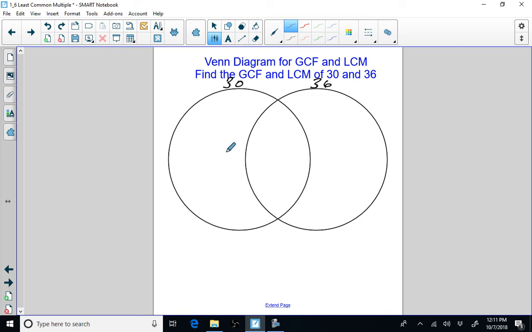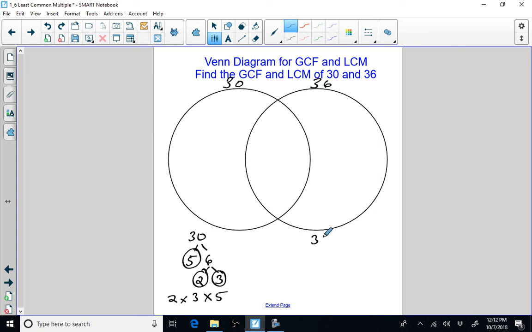This section here will be prime factors that are unique to 30. This section here will be prime factors that are unique to 36. In order to find those prime factors, we start with our factor trees. So I'm going to make a factor tree for 30. That's going to be 5 times 6. 5 is prime. 6 is 2 times 3. They're both prime. Right? I write my prime factorization as 2 times 3 times 5.